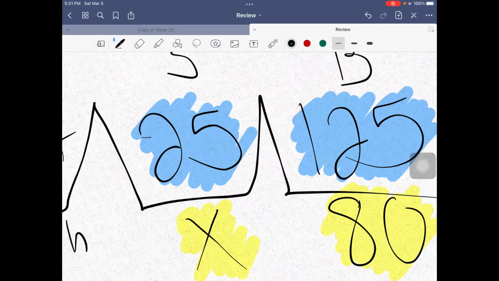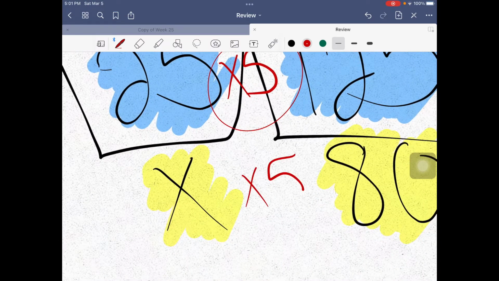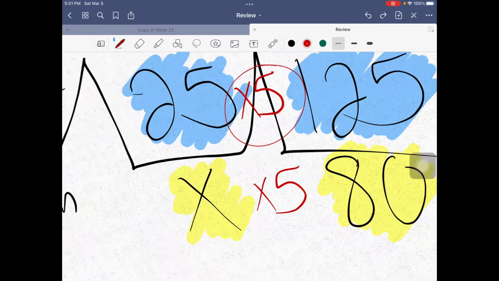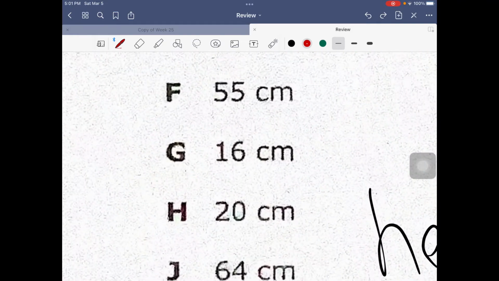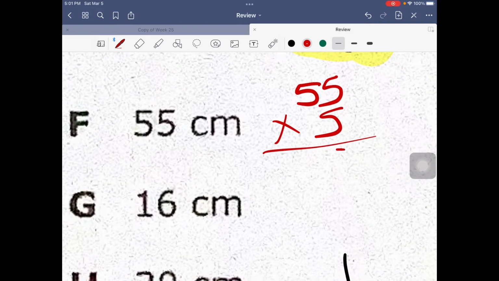What can I multiply by? 25 por 5. What I do at the top, I do where? Bottom. Entonces, ¿qué número por 5 me da 80? What number times 5 would give me 80? Well, let's see. 55 times 5, would that give me 80? I slightly doubt it.